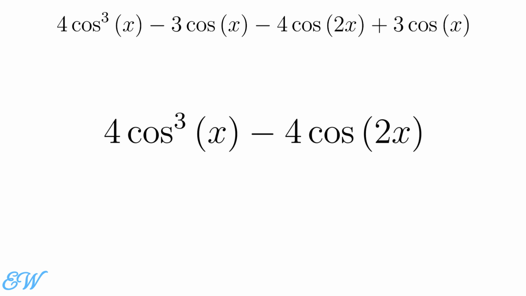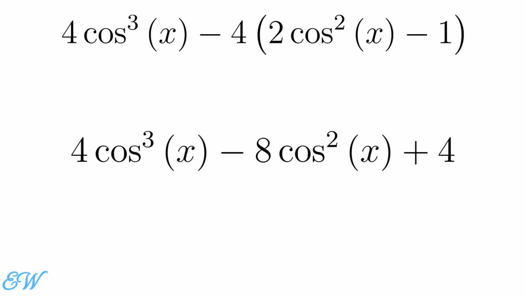Then we can plug that into our original equation. So we get 4 cosine cubed x minus 3 cosine x minus 4 cosine 2x plus 3 cosine x is equal to 0. The plus 3 cosine x and minus 3 cosine x cancel, so we just get this final expression. As we know before, cosine 2x is 2 cosine squared x minus 1 in terms of cosine x. So we plug that in, and we get 4 cosine cubed x minus 8 cosine squared x plus 4 is equal to 0, which will be our new equation.